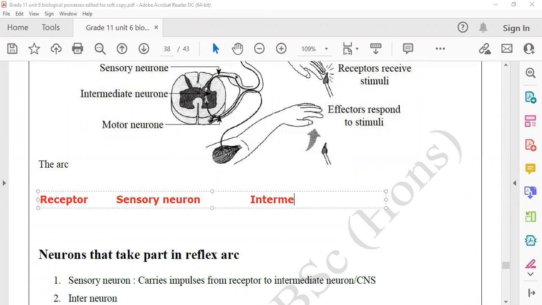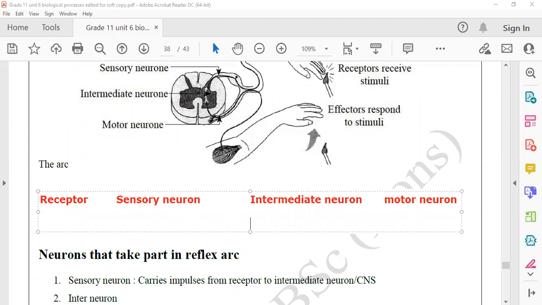From the intermediate neuron, motor neuron. From the motor neuron, effector. Muscle is one effector. Gland is another effector. Understood? Show these connected by an arrow, receptor to sensory neuron, an arrow like that. If you make arrows like that, that is the reflex arc. Understood?